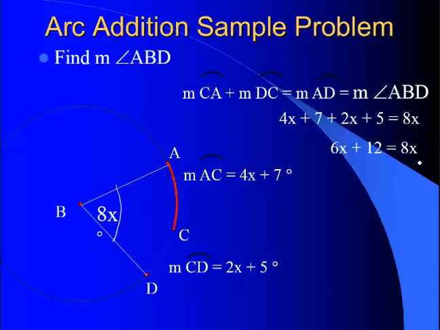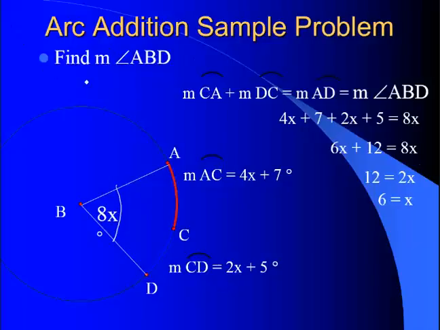Combine your like terms. 4x plus 2x is 6x, 7 plus 5 is 12. Move the 12 over by subtracting, or we'll move the 6 over. That makes more sense. Move your smaller x. 8x minus 6x is 2x. Now divide by 2 and x equals 6. But I've got to answer the question.